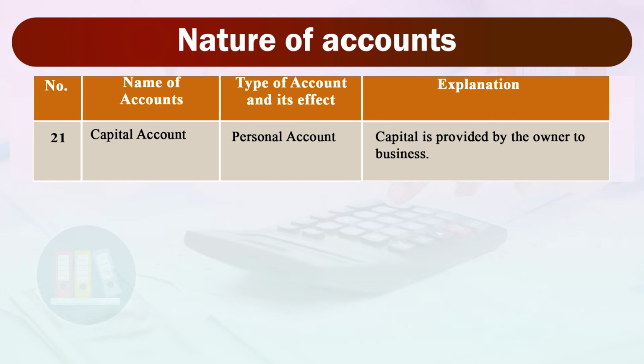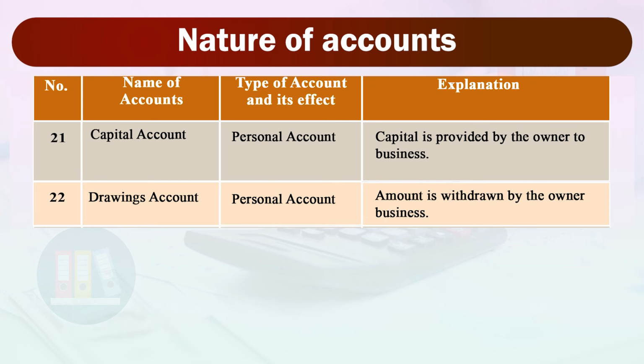Next is capital account. Now, capital is provided by the owner of the business, and that is why it is treated as a personal account. Next is drawings account. The amount withdrawn by the owner from the business, again it is the owner's account. Capital and drawings, both the accounts are the owner's account. So, again it will be treated as a personal account.